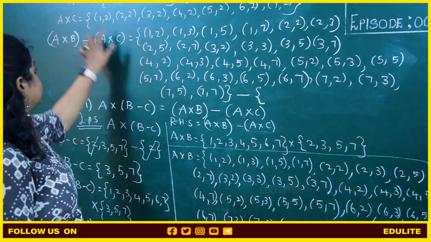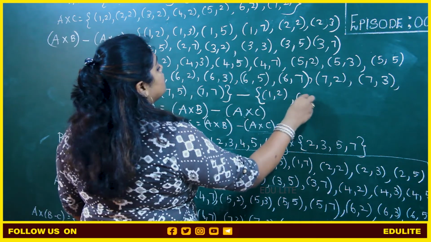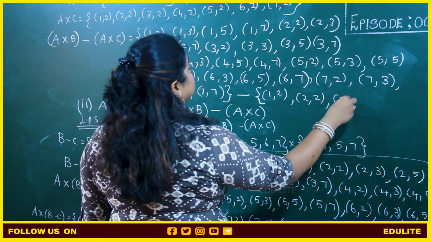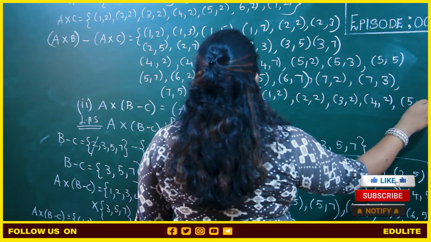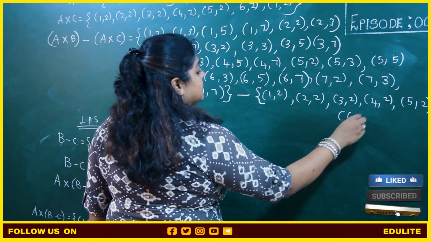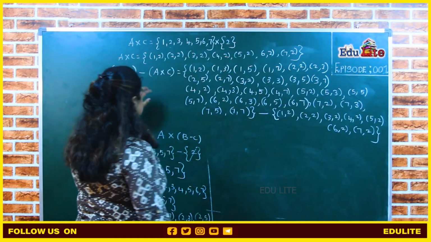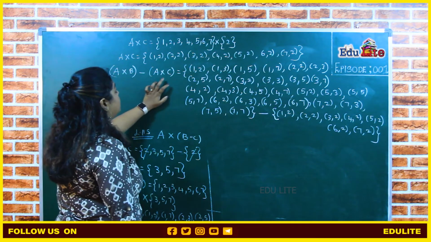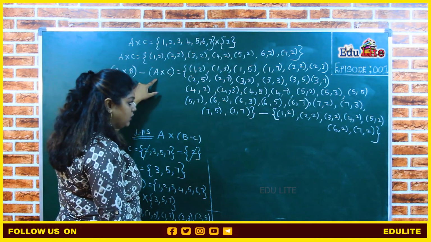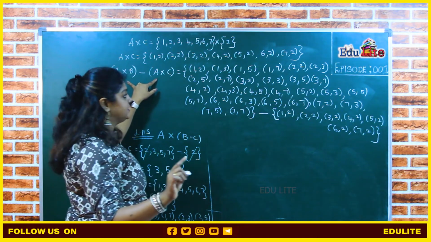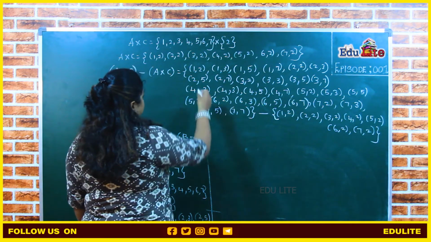But now we have to write the product of A cross C, which is (1,2), (2,2), (3,2), (4,2), (5,2), (6,2), (7,2). So now we have to find out A cross B but not A cross C, which means the common terms present in both cross products we shouldn't consider. First we will strike the common terms which are present in both.